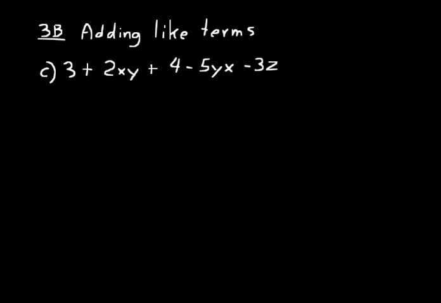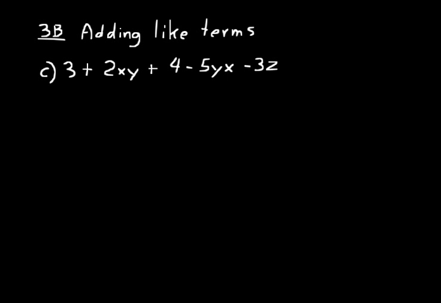Part B of this lesson is on adding like terms. Again, this is a review. This is something that was covered heavily in Algebra 1. And if you remember, like terms are ones that have similar variables with similar exponents for those variables.